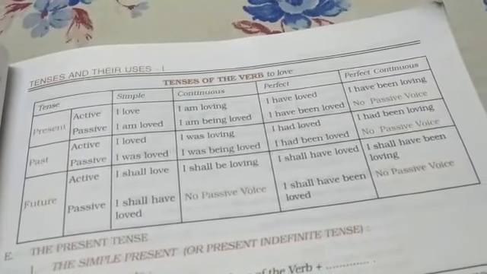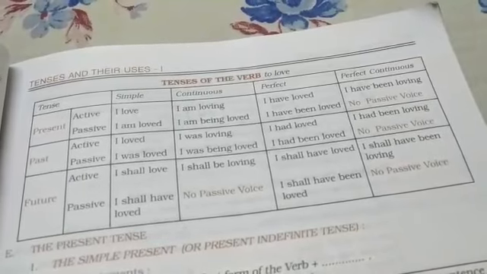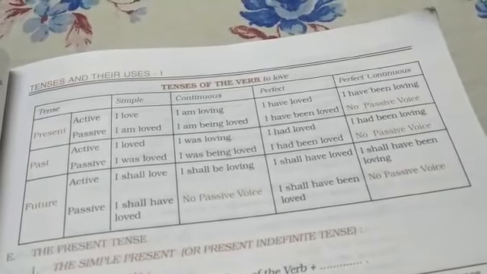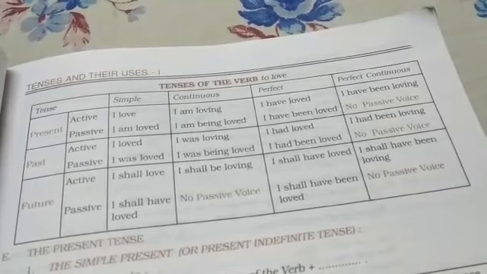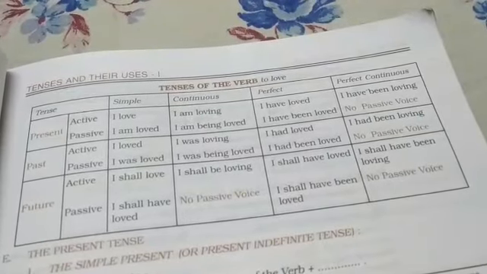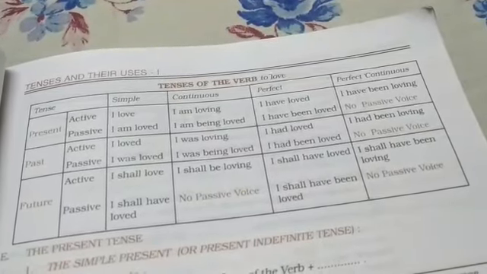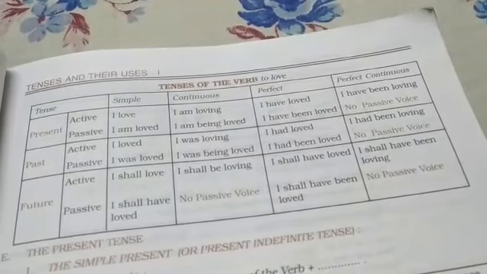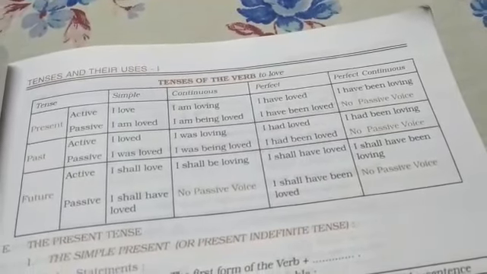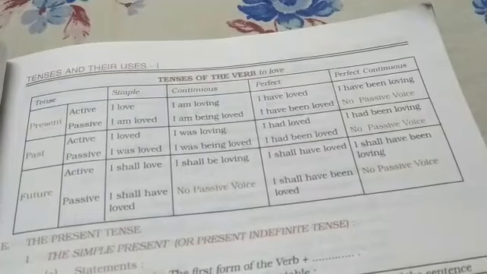So under active voice, it says, I love, under simple present. Under continuous, present continuous tense, I am loving. Under perfect present tense, I have loved. And perfect continuous, I have been loving.